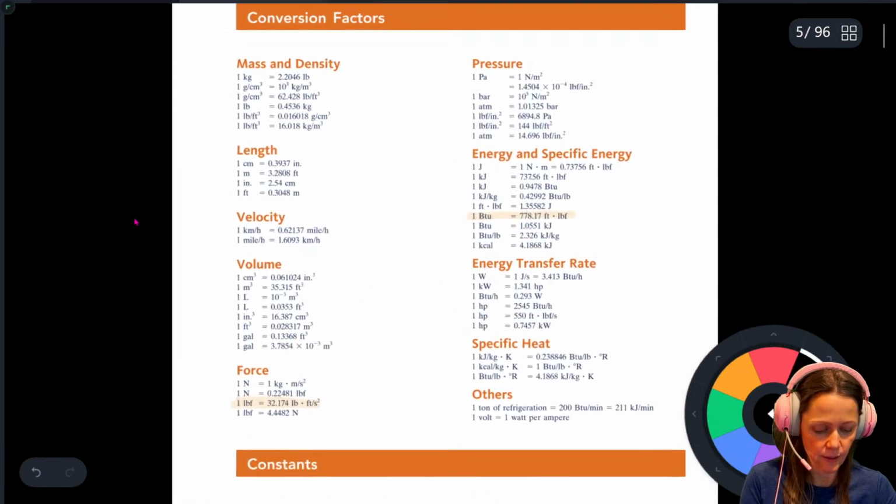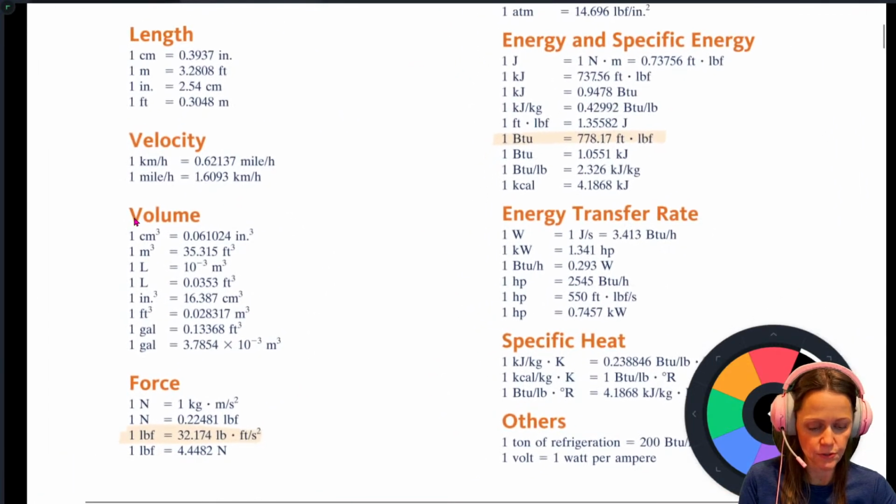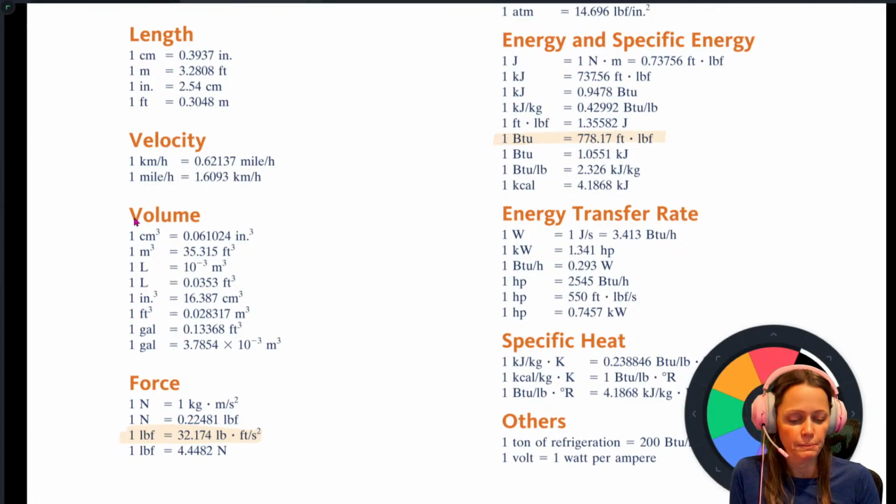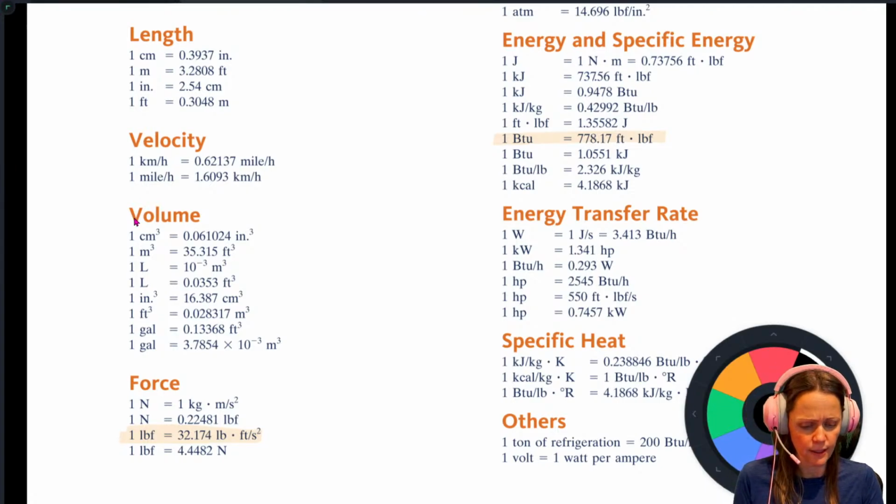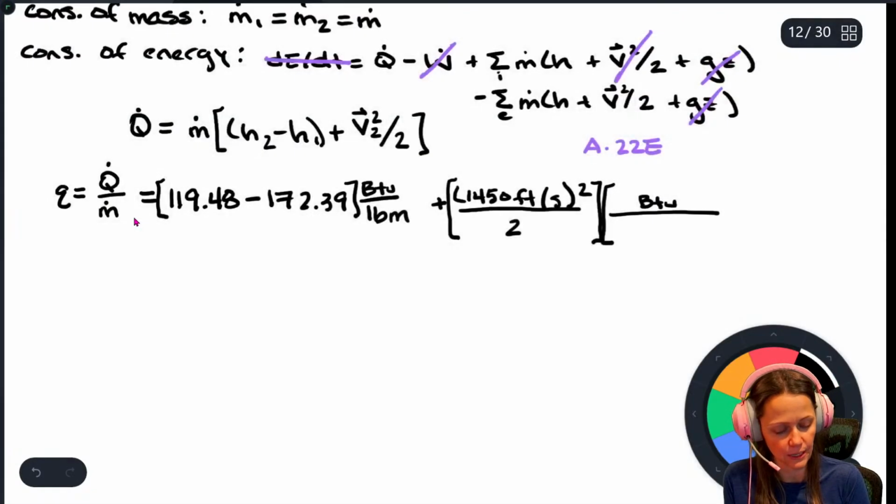And I've highlighted the ones that are pretty useful to me here. So 1 BTU is 778.17 foot pound force, and then a pound force is 32.174. I'm going to round it off to 32.2 pound mass foot per second squared. So let's go ahead and put that on there.